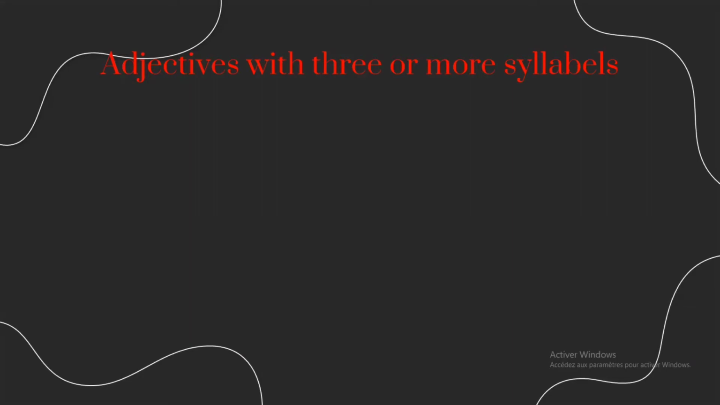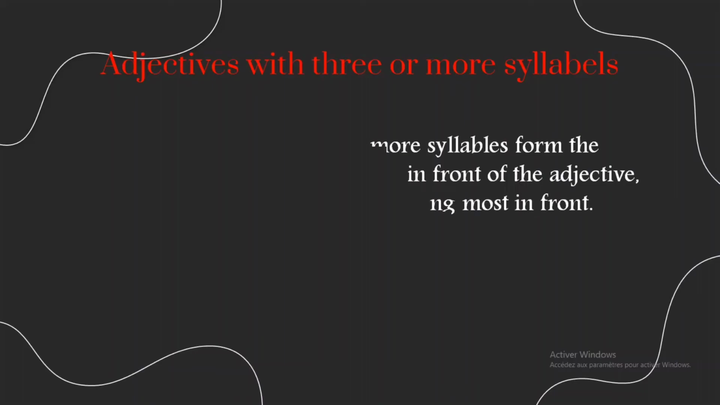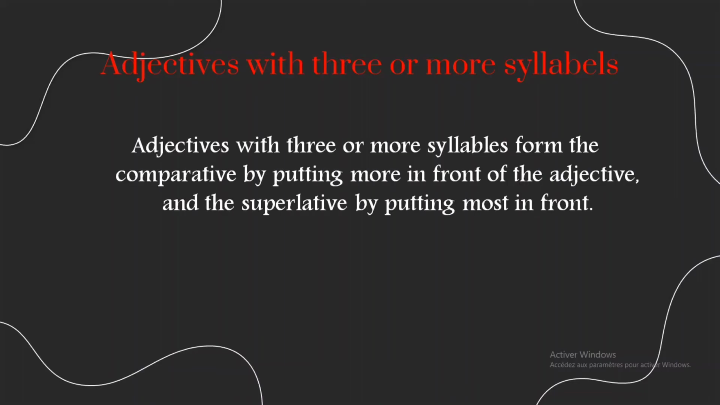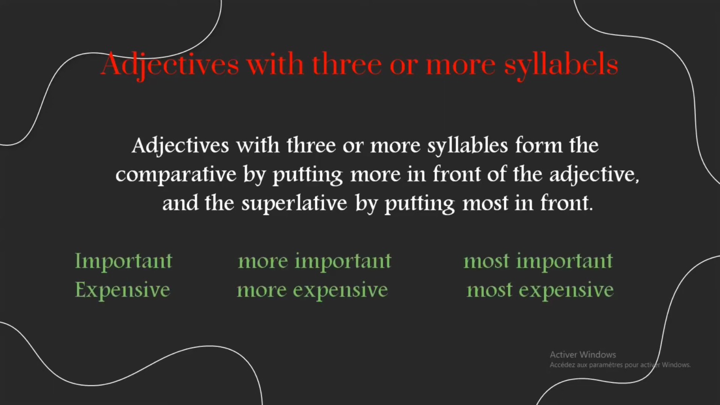What about with longer adjectives? Adjectives that are two syllables or more. For example, colorful. There's three syllables. Colorful. So when we have longer adjectives that are more than one syllable, we put more before the comparative adjectives and most before the superlative adjectives.